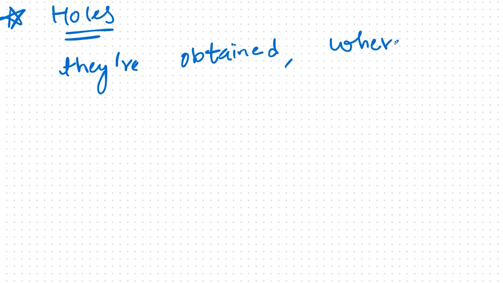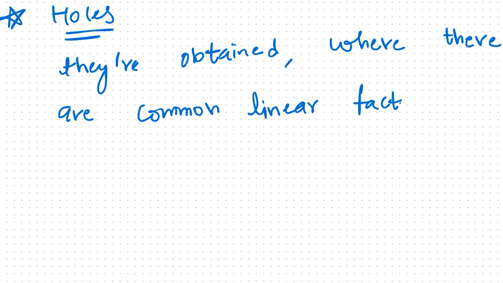Okay. So holes. Holes can be obtained where there are common linear factors in the numerator and denominator. This is the simplest definition.